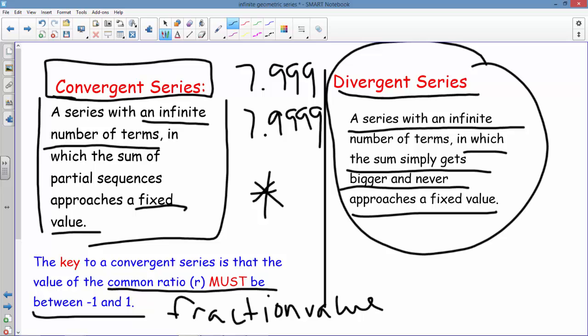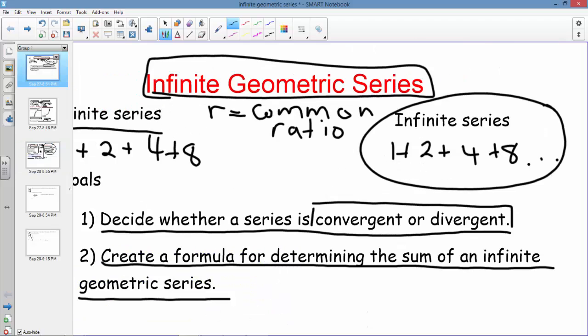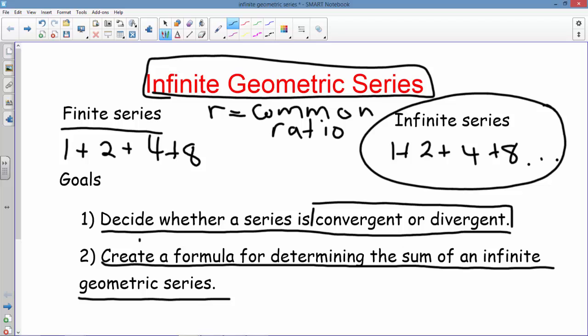So the next step, if we go back to our first slide and see what our goals were, we've now decided how to figure out if a series is convergent or divergent, and then we need to create a formula for determining the sum. So that's what we're going to do now, create the formula.